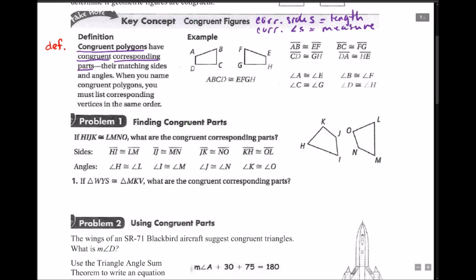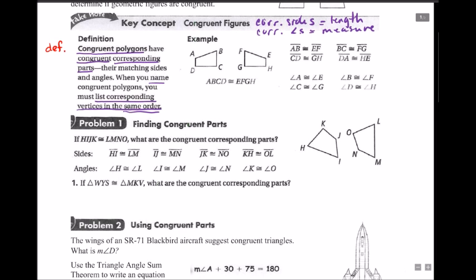Important here is when you name congruent polygons, you must list the corresponding vertices in the same order. Order matters. And so when we write a congruence statement, this right here is called a congruence statement, your corresponding parts have to be in the same position, right? Corresponding means same position. So let's take a look at what that means.